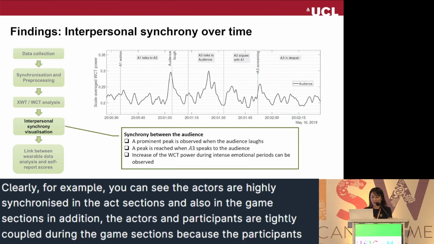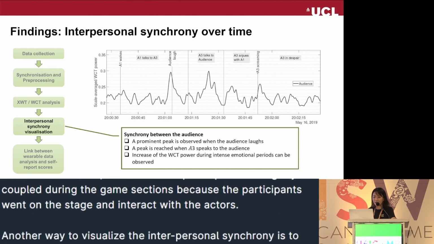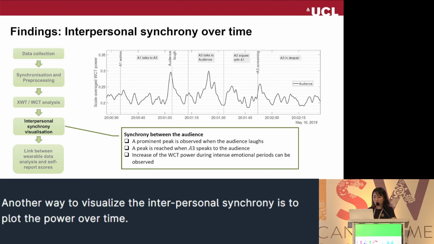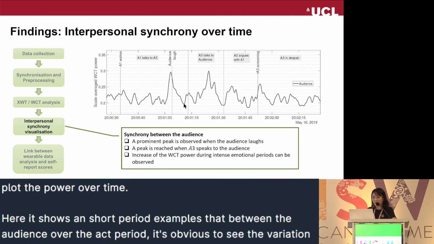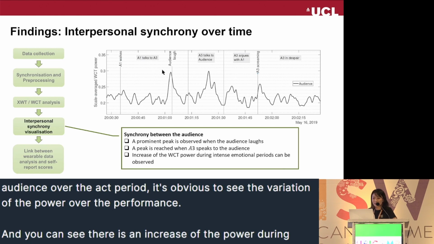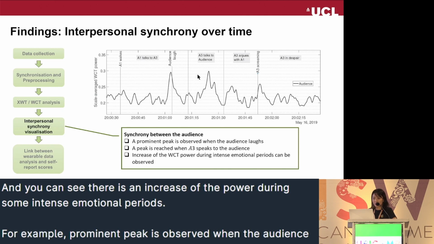Another way to visualize the interpersonal synchrony is to plot the power over time. Here it shows short period examples between the audience over the act period. It's obvious to see the variation of the power over the performance. And you can see there's an increase of the power during some intense emotional periods. For example, a prominent peak is observed when the audience laughs together, and also another peak is reached when one of the actors talks to the audience.